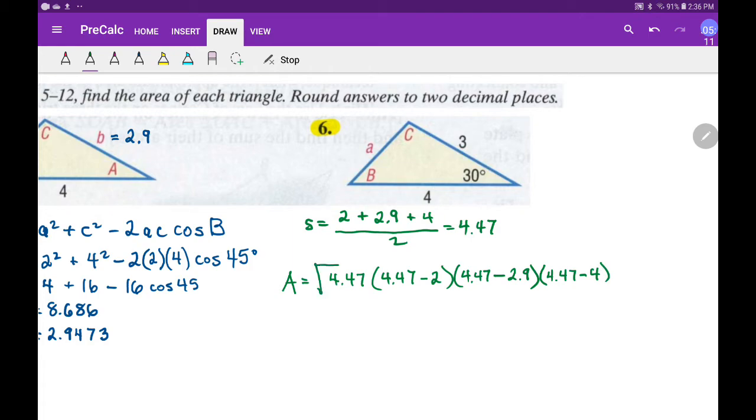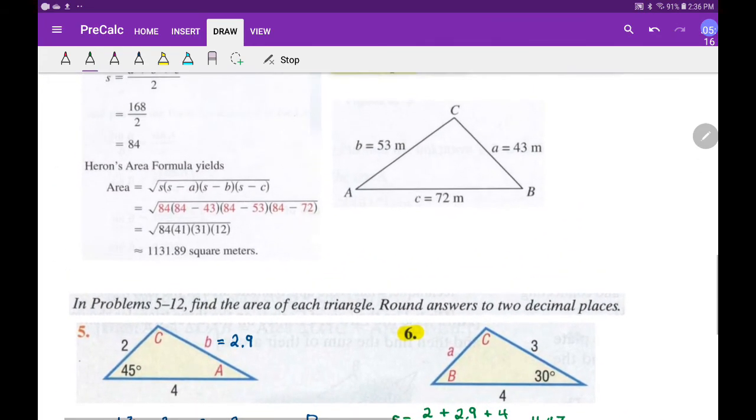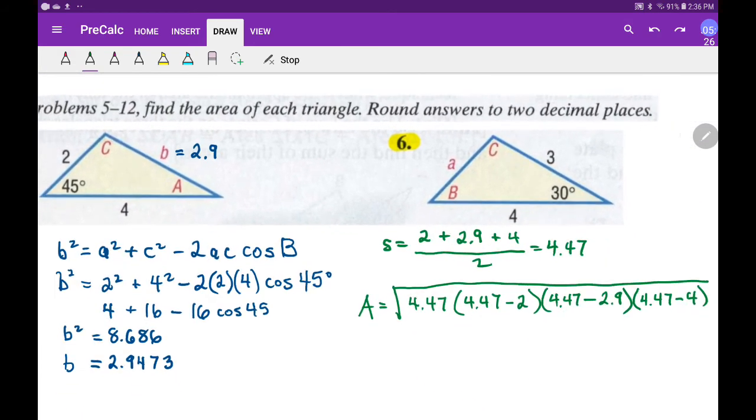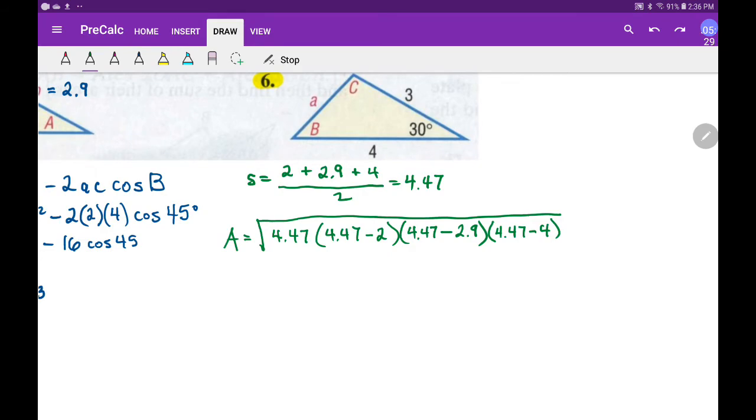And as you recall, it's the square root of all that. Now let me go up here and make sure I got the formula right. Is that the formula? Kind of looks like it, right? Okay. Maybe you see why I said something about the standard deviation. I don't know. Maybe not. So, I got that in my calculator. I'm going to subtract 2 from it. And then I'm going to subtract 2.9 from it. And then I'm going to subtract 4 from it.